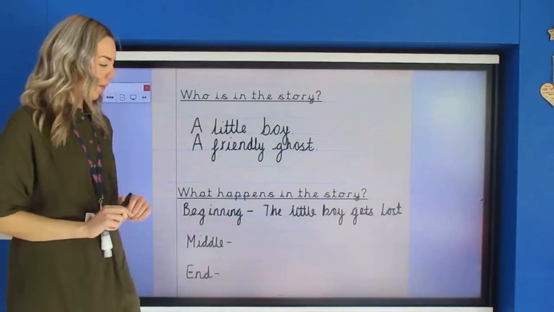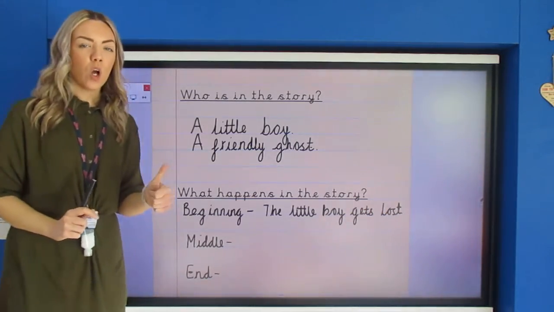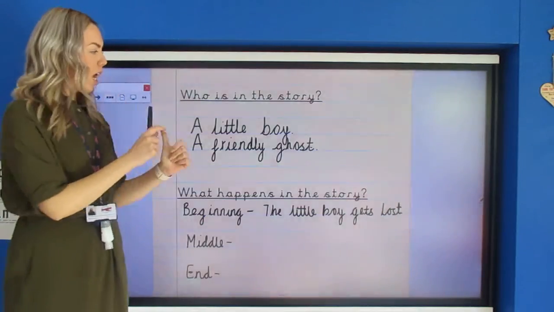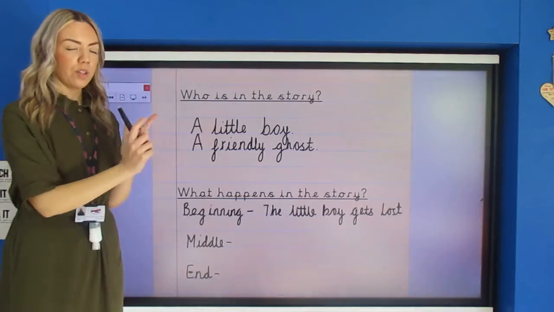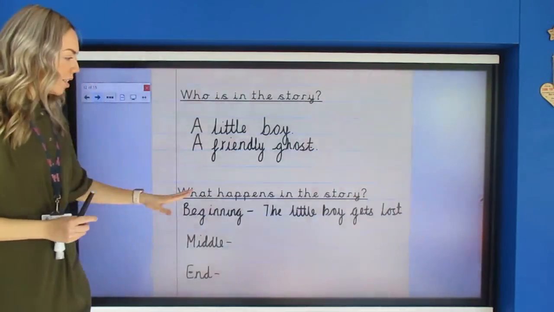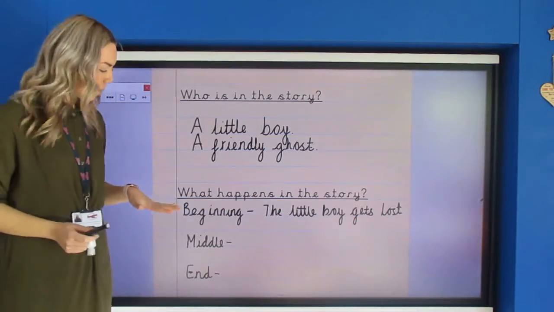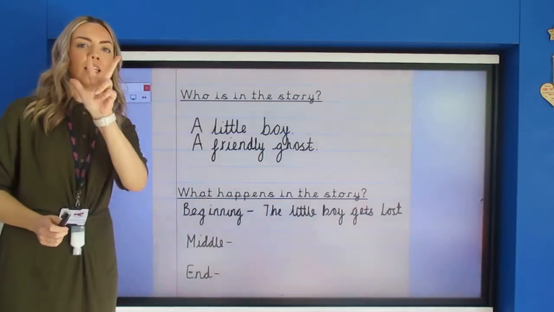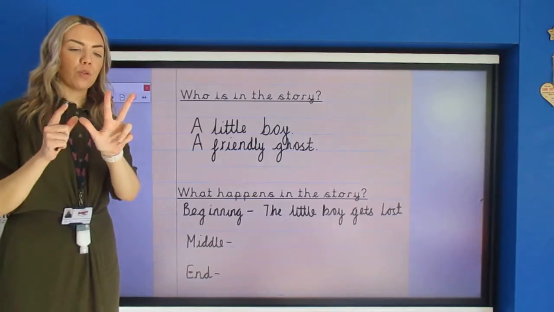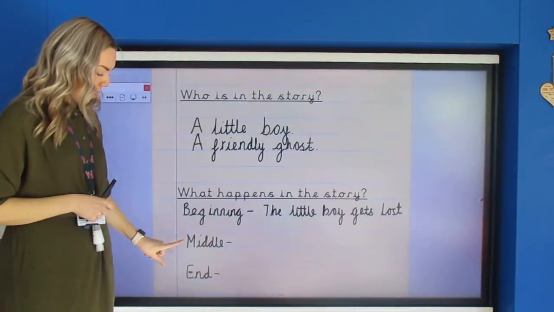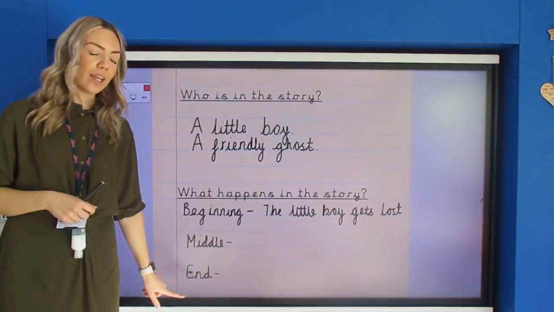Okay, super. So we know now what our story is going to be about. We've got our haunted house and we've got our characters. So the next thing we need to look at is what happens in the story. Now, to help you, Year 1, I have given you 3 subheadings, okay? So 3 things to focus on. The beginning, the middle and the end, okay?